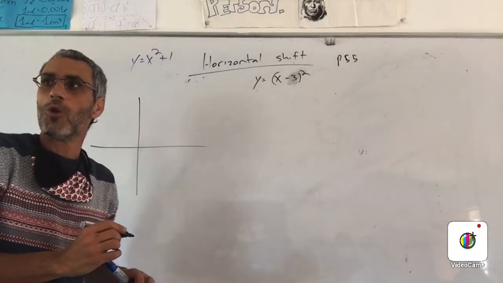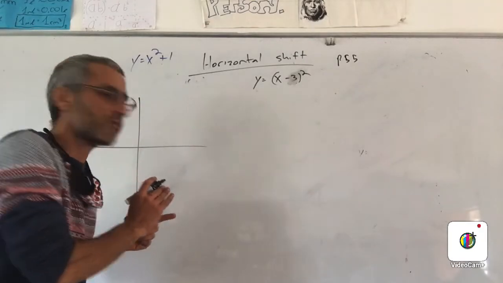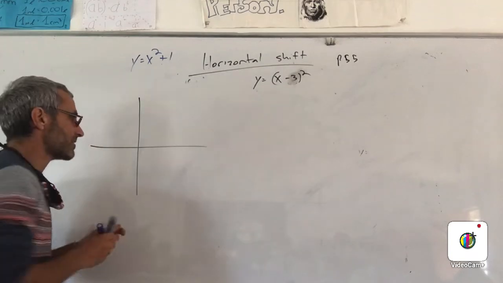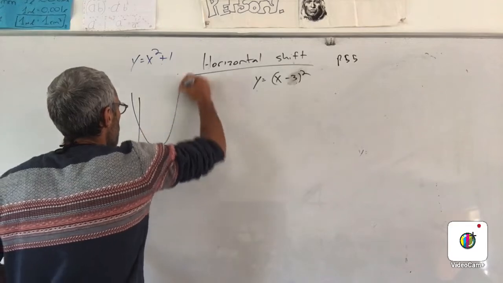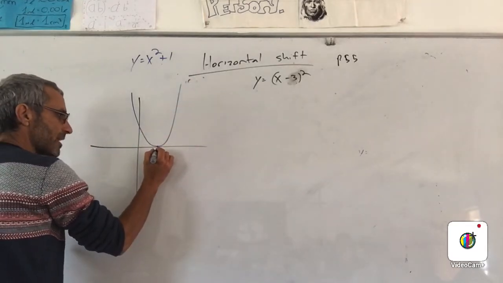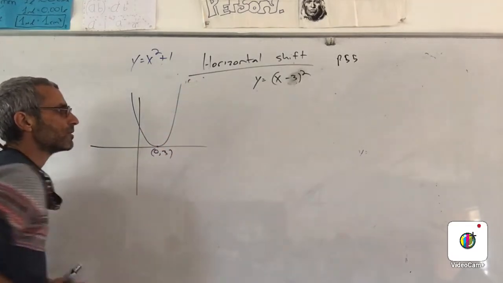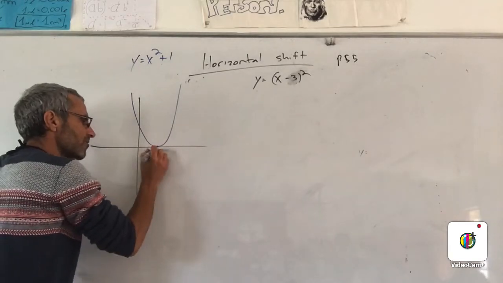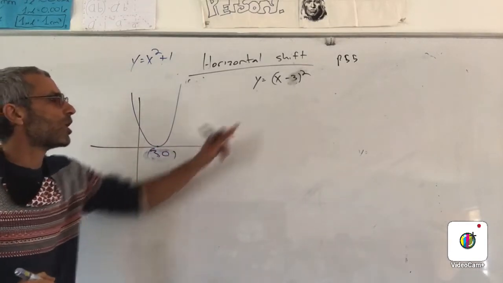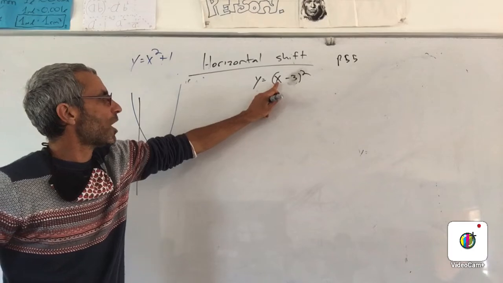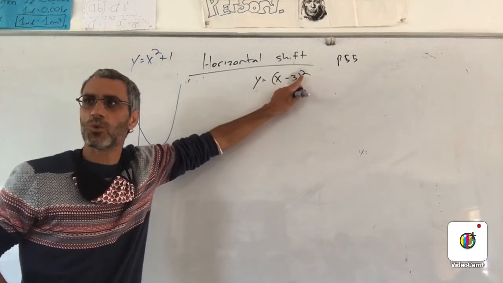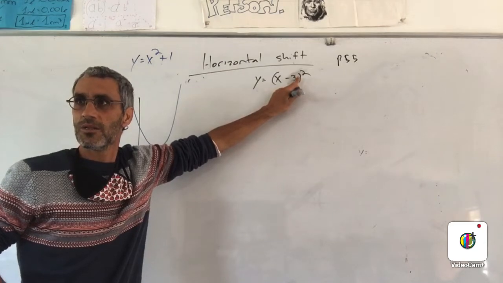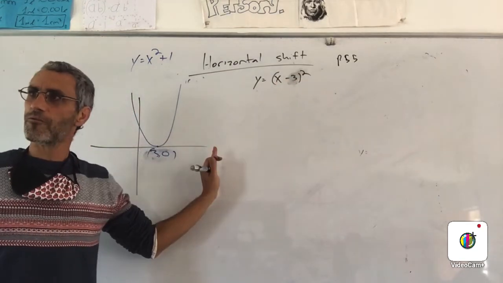But we already know that we had to shift the mother graph to the right. You guys said that, so I'm going to just plot it again. It's going to be something like this, and we know that this point is 3, 0. How do I know? Because when I put 3 here, think about it: what is 3 minus 3 squared? 0. So that's why it's moved 3 to the right.